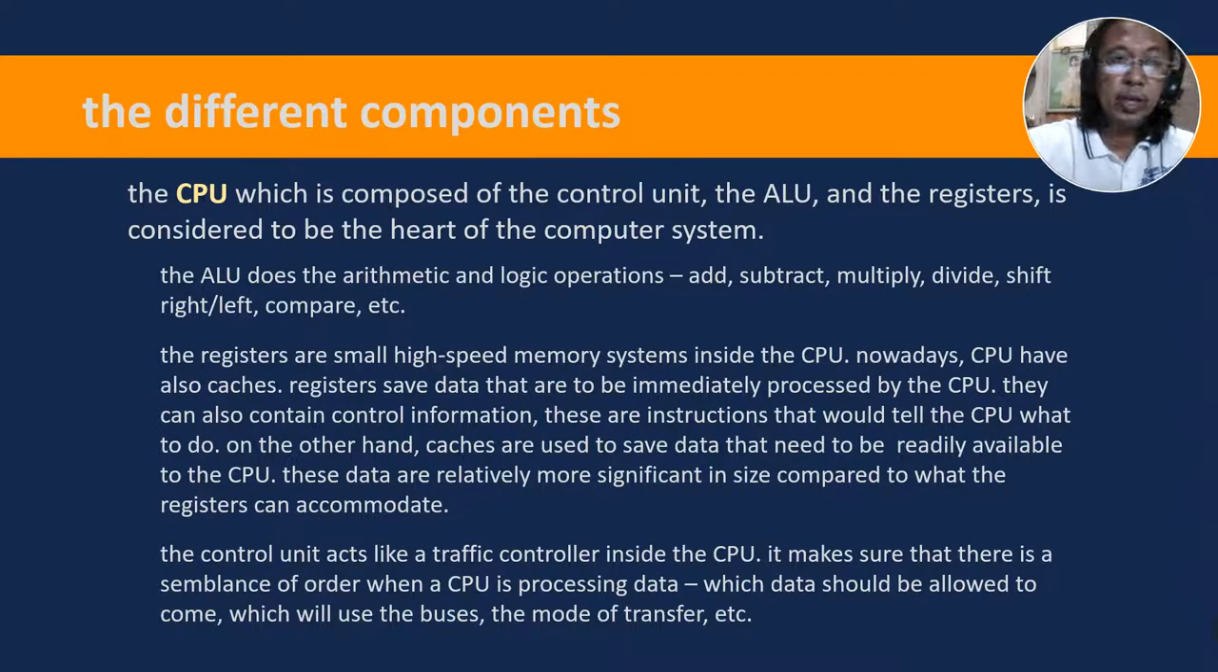Then the third component inside the CPU is the control unit, which acts like a traffic controller. I call it traffic controller, traffic man inside the CPU. It makes sure that there is a semblance of order when a CPU is processing data. So which data should be allowed to come, which will use the buses, and what mode of transfer, and other things. So these are the three components within the CPU.